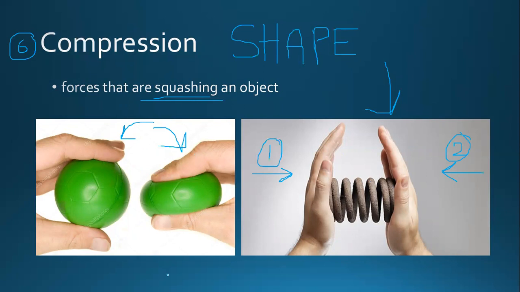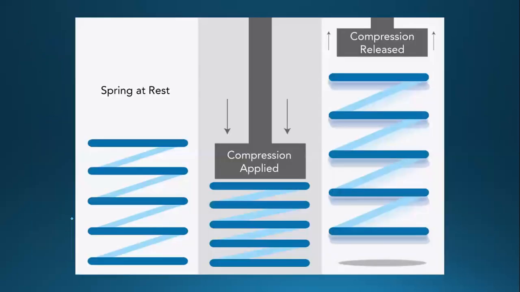यहाँ पे भी क्या है? नीचे से भी एक force आ रही है, ऊपर से भी force आ रही है, one side and the second side. तो compression force हमेशा दो sides से act करती है. Only then you can squash and change the shape of an object.